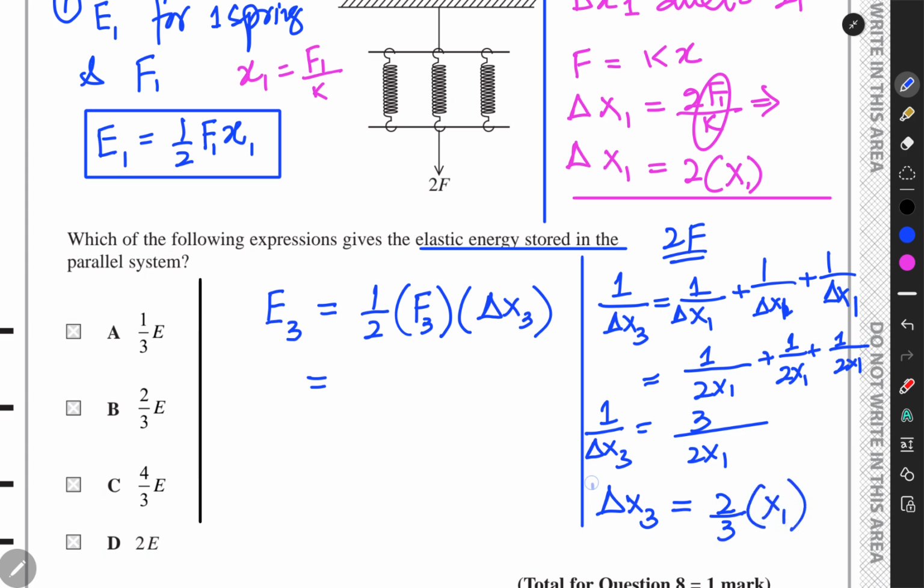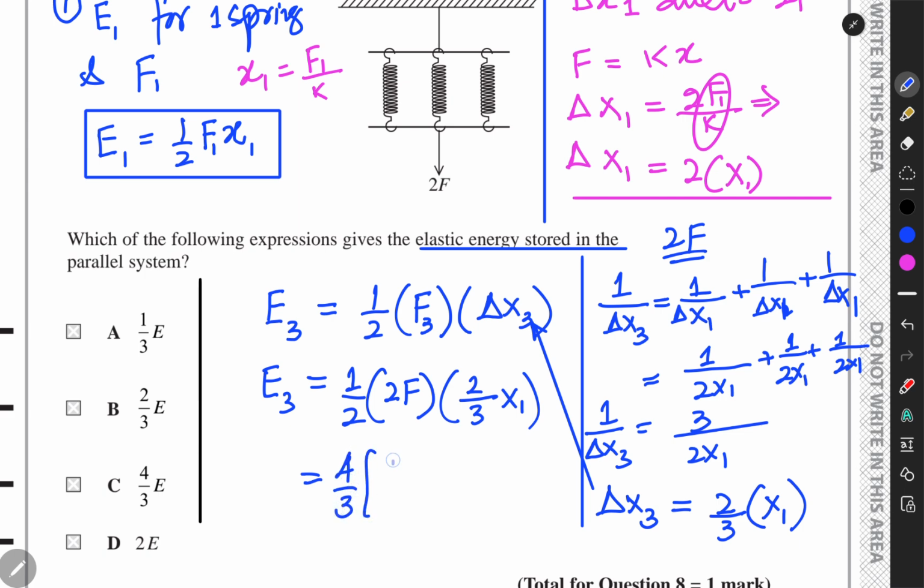So here I will plug in all these values, and I will figure out the energy stored. Due to 3 springs, it is 1 upon 2, that force is 2F, times 2 by 3 times x1, because I have written all the expressions in terms of x1. So it becomes 4 by 3 into 1 upon 2 F times x1, which is equal to 4 by 3 and energy E1.